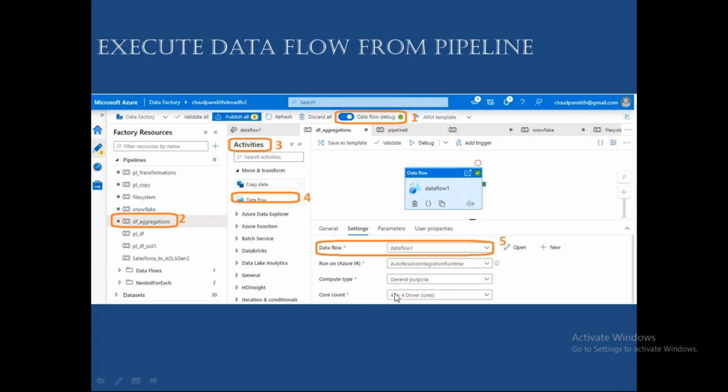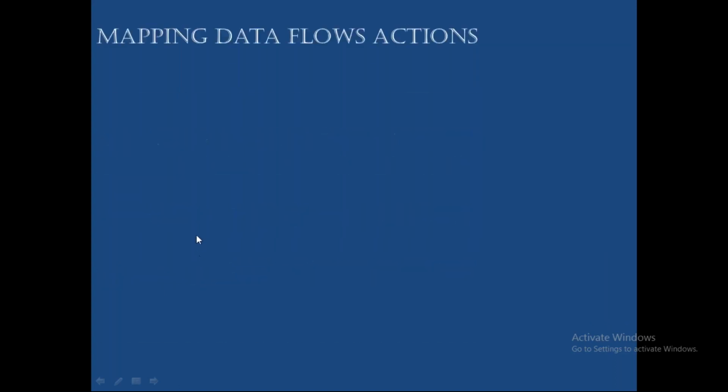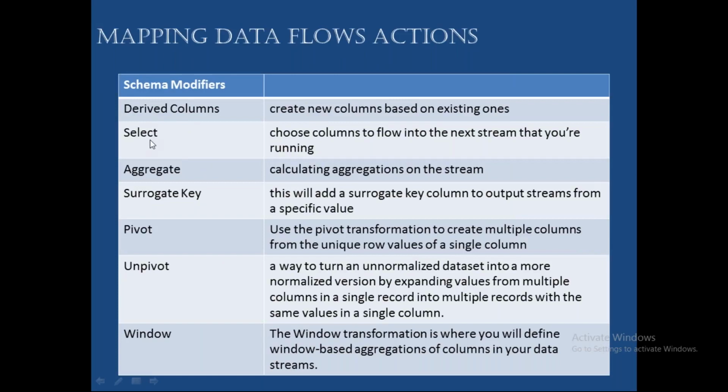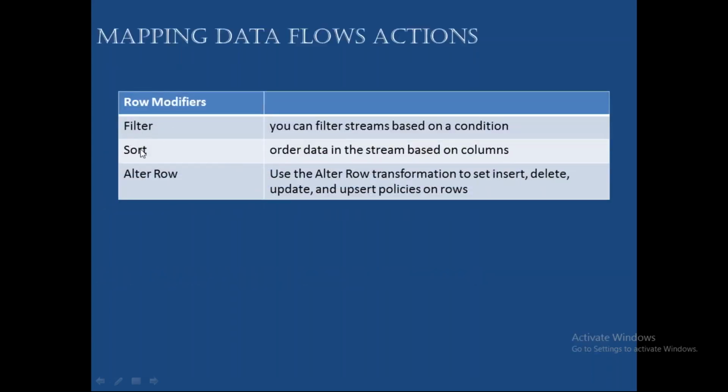Okay, 4 head cores and 4 worker cores we have. All those things we already discussed. Data flow debug we need to turn on. Mapping data flow actions we already have seen in detail. Join, conditional split we have used in multiple places. Exists we have used, union we have used. Today we are going to look into the lookup transformation. Derived, select, aggregate we have seen, and surrogate key we will see tomorrow. Pivot, unpivot also we will see later, and window we already saw yesterday. Filter and sort we already finished. Today I'm going to cover the alter row transformation.